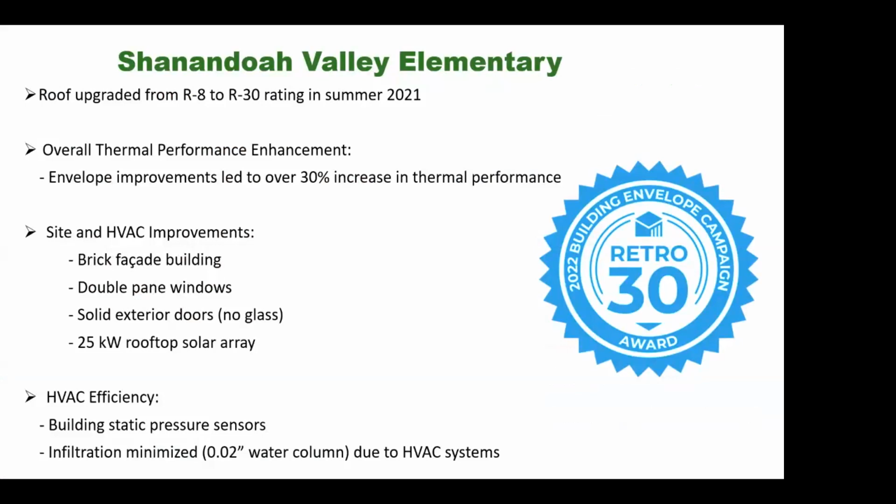Shenandoah Valley Elementary had its roof insulation improved from R8 to R30, and this was the primary contributor to an overall energy performance improvement of 30% of the entire building. In addition to the roof, they also improved double pane windows and solid exterior doors with no glazing and a 25 kilowatt rooftop solar array.